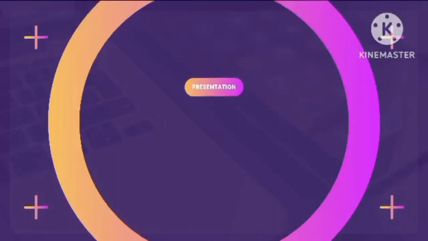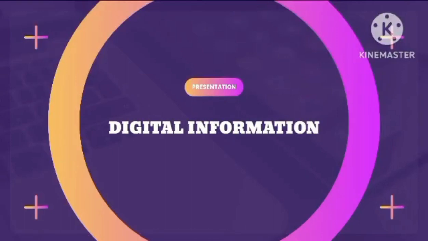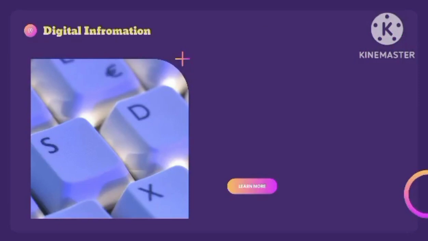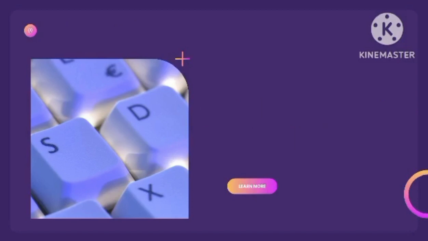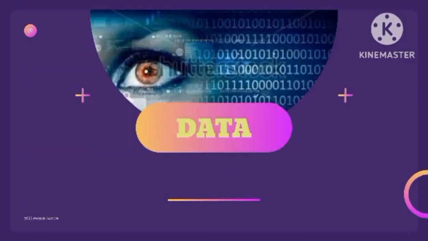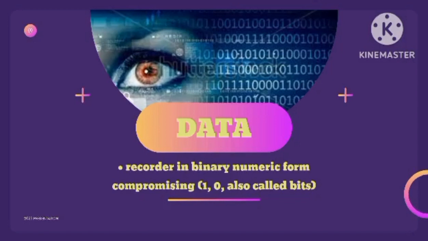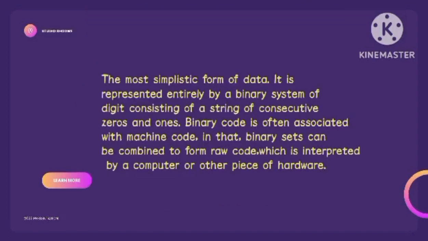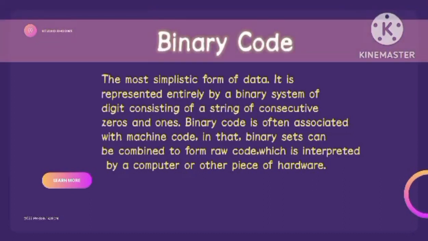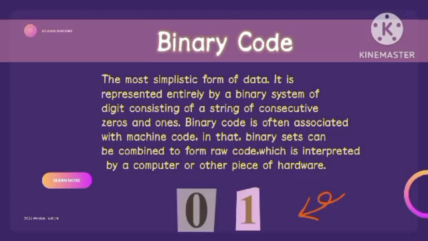Our next topic is all about digital information. Digital information is the data stored on computers and in other digital media. When we say data, it is recorded in binary numeric form comprising 1 and 0, also called bits. The most simplistic form of data is binary code. It is represented entirely by a binary system of digits consisting of a string of consecutive zeros and ones.